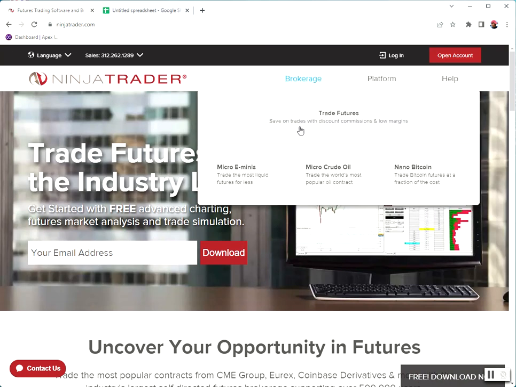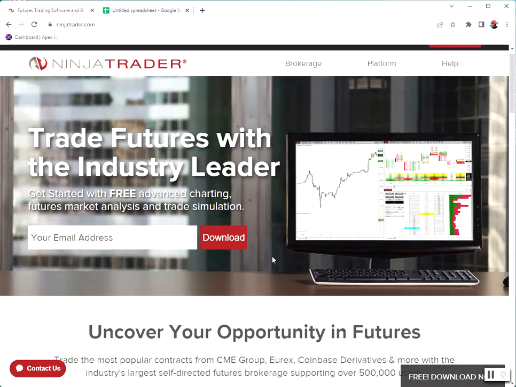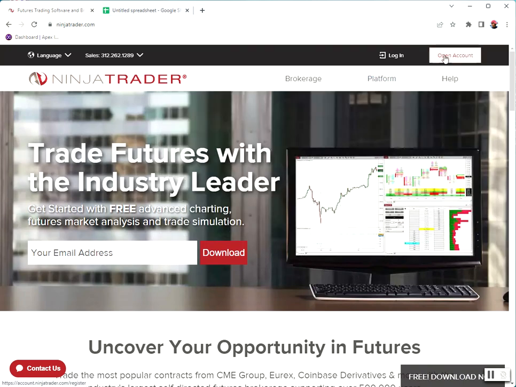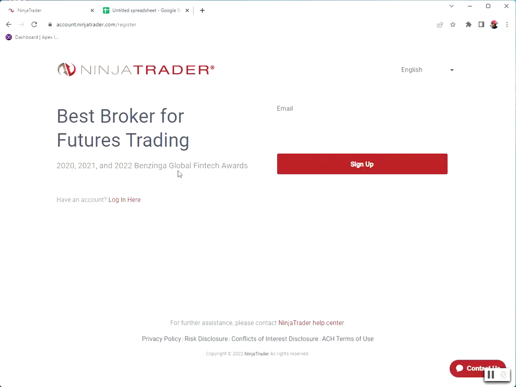You can open a brokerage account with Ninjatrader, and you can trade basically oil and gold and indices. You can go ahead and open an account right here. You click on open account, and you can start with your email and then sign up, and you have to go through some very specific information of the account agreements and terms and conditions. This is very standard of the security industry.